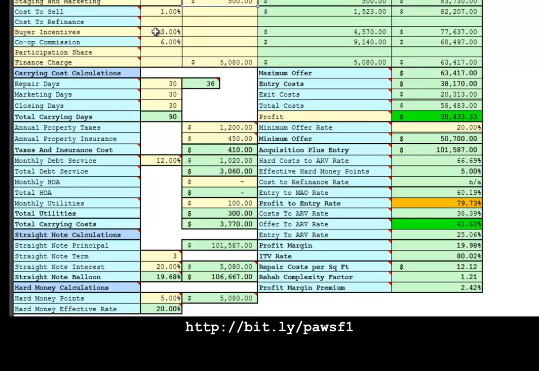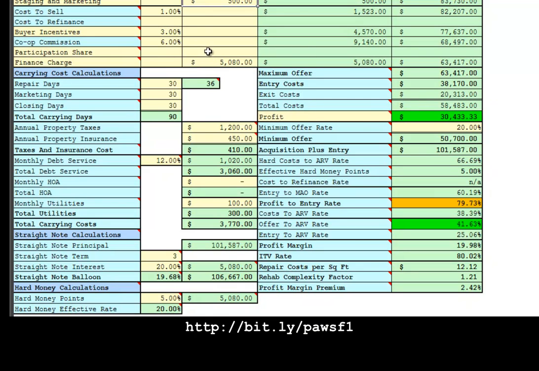Buyer incentives. We want to sell this property, so we want to encourage the buyer to complete this deal, so we offer to pay 3% of the closing costs. Cooperating commission with brokers. I'm guesstimating about 6% to have brokers market and list the property and to bring a buyer that's ready, willing, and able to purchase this property that's worth 6%.